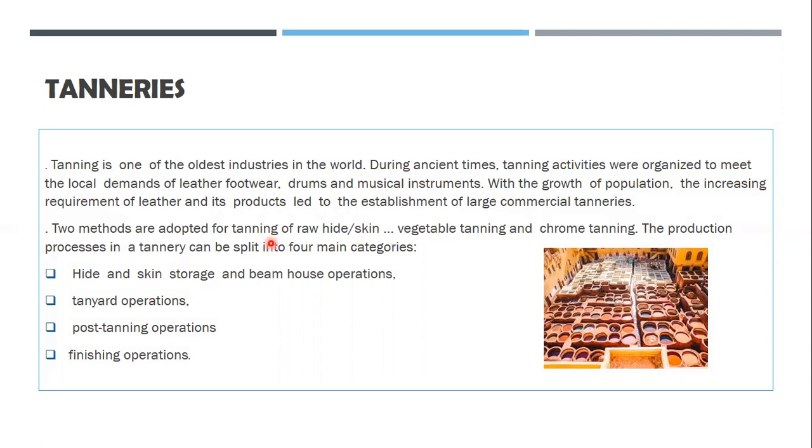Two methods are adopted for tanning of raw hides and skins. The question arises, what are hides? Hides are the large-size animal skins like cow, buffalo, and horse. So vegetable tanning and chrome tanning are the two methods. The production process in tanning can be split into four major categories, which are hide and skin storage and beam house operation, tan yard operation, post tanning operation, and the finishing operation.